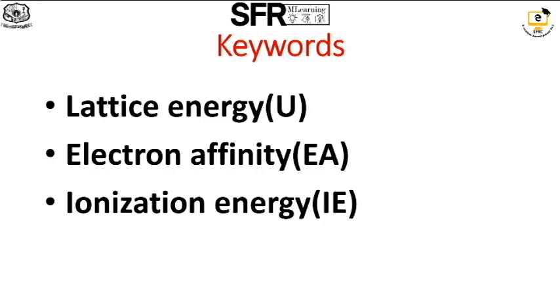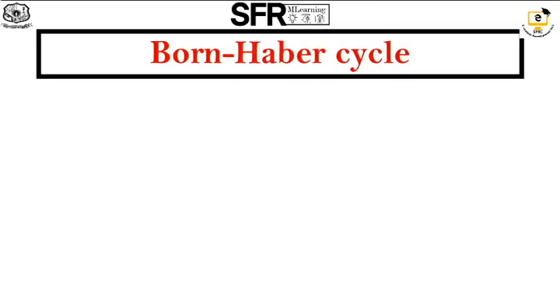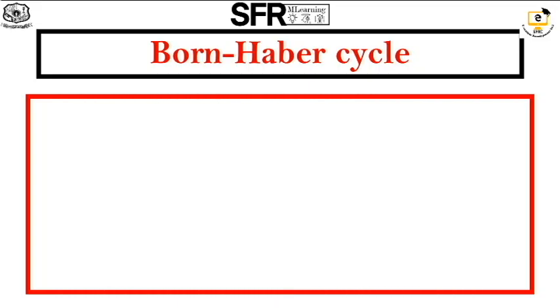The definition for ionization energy is the amount of energy required to remove the most loosely bound electron from an isolated gaseous atom of an element in its lowest energy state to produce a cation. It is also called ionization potential. This is the potential energy diagram for an ionic compound. Next, we will see the Born-Haber cycle.